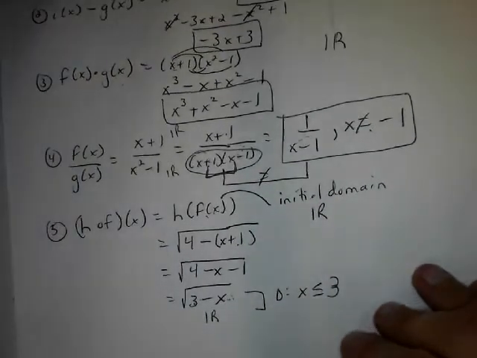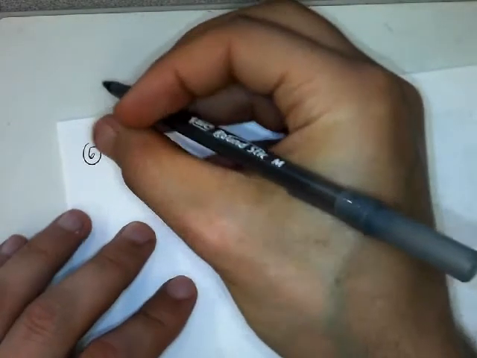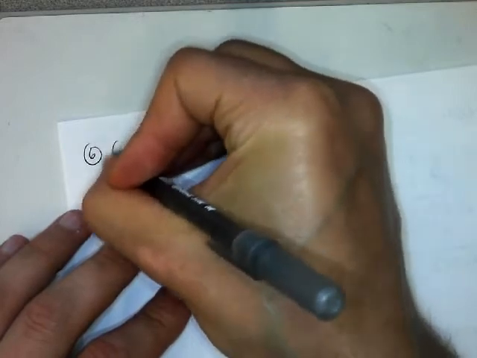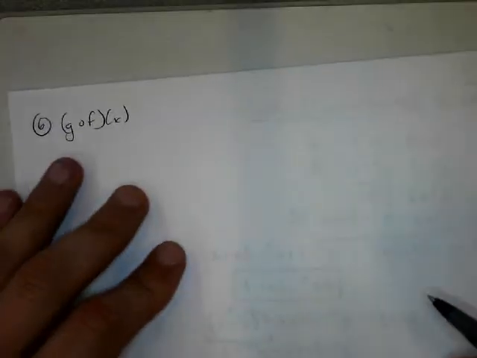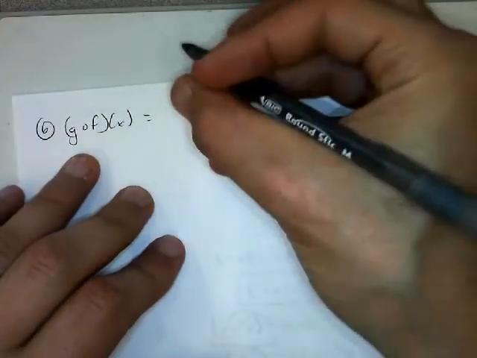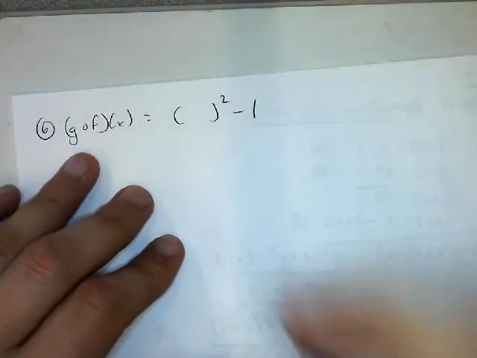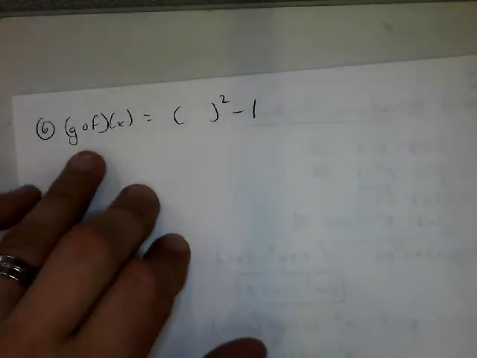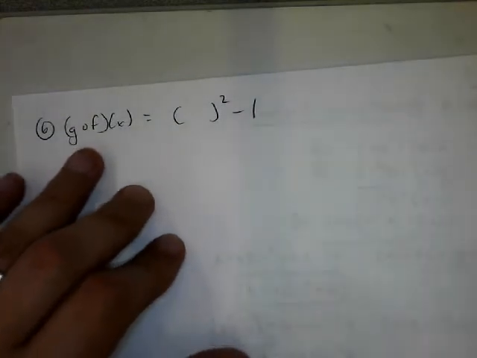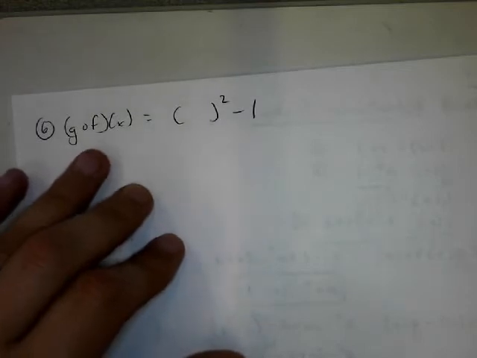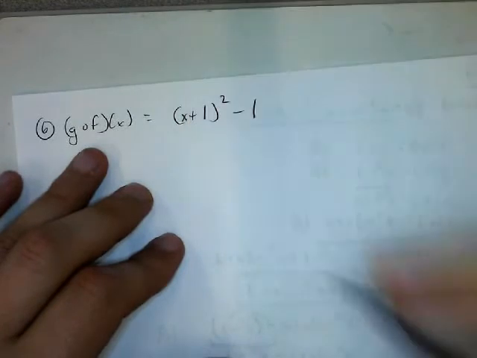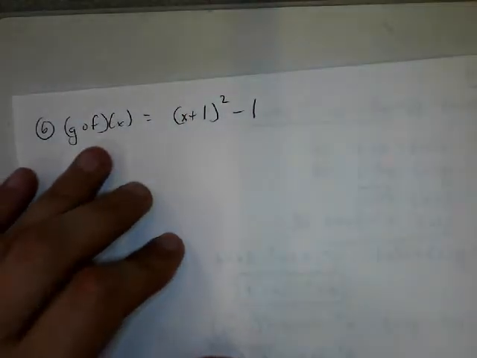Let's do 1 or 2 more with the g of f, with these composite functions, because they're the domains that usually trick you up. Let's take number 6. Let's take g of f. So again, we take f and we plug it into g. So g is x squared minus 1. If we plug f into that, we get (x plus 1) squared minus 1.